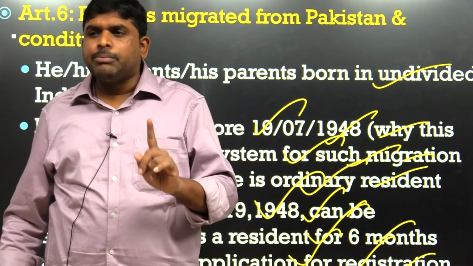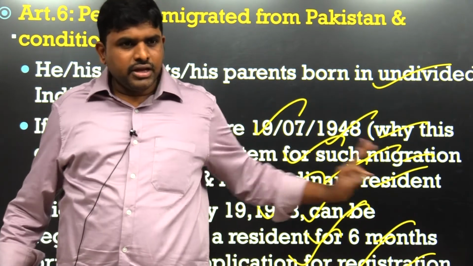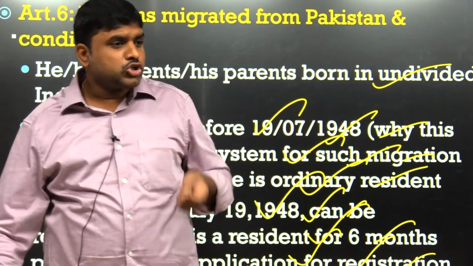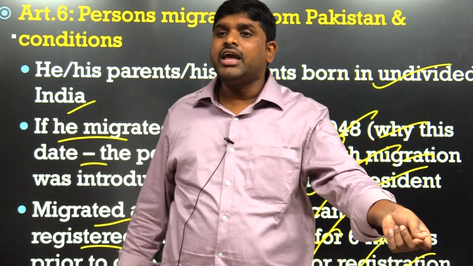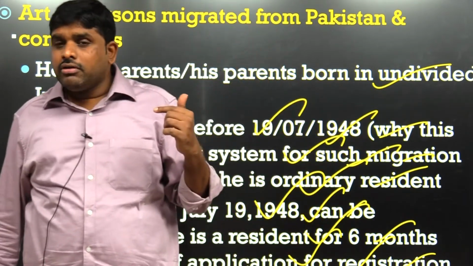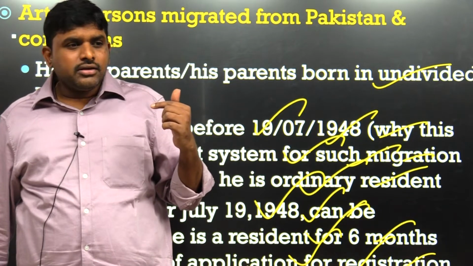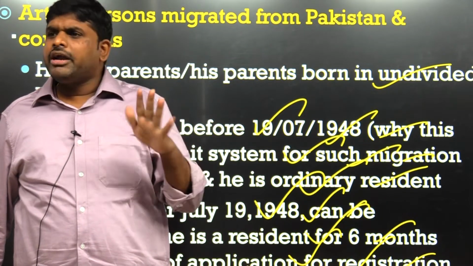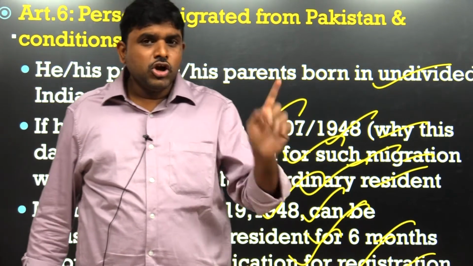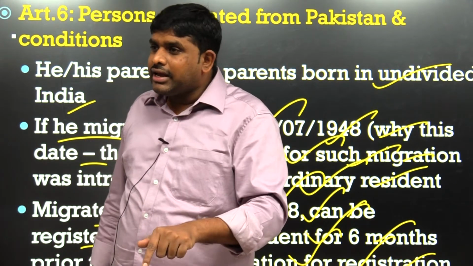If I go deeper, there should not be any police case, but here I am telling you that for the last 6 months I am staying in India. So today I got the eligibility, on the 181st day I got the eligibility to apply, so I am applying. Whereas if I come before 19th July 1948, by default I will get it, just by application. No need to stay for 6 months. No need to prove that for the last 6 months I am staying in India.